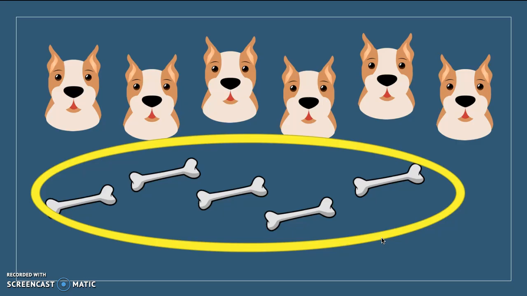Now I need to think. I have 5, which is fewer than 6. So I need to think, how many do I need to add in order so all of the dogs get a bone? Excellent. I need 1 more to make it so they have the same number of bones as there are dogs. All right, so that's our strategy. We're going to count to see which one's fewer, or if it's the same. And if it's fewer, we need to add in another object until we get them to match.